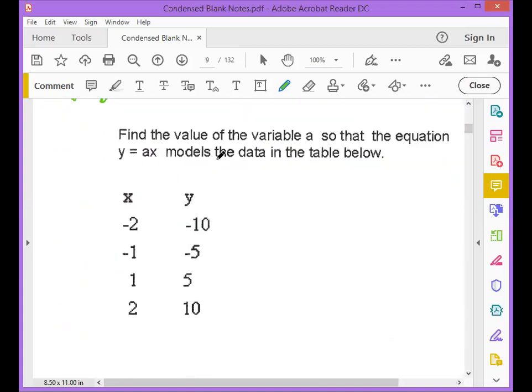Find the value of the variable a so that the equation y equals ax models the data below. So we're finding a variable a so that it models this data below. We just need to pick one of these pairs. You pick either pair, it doesn't matter which pair, and you want to take the data. Like if we chose the last point, we would substitute 2 for x and 10 for y into our equation.